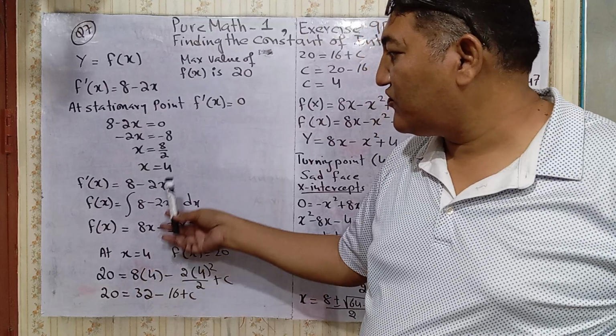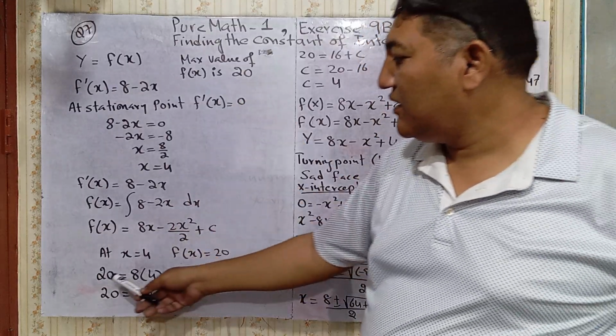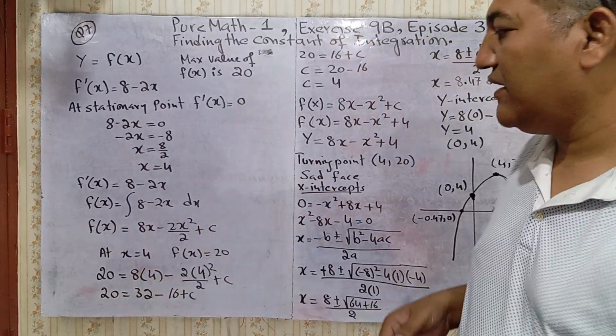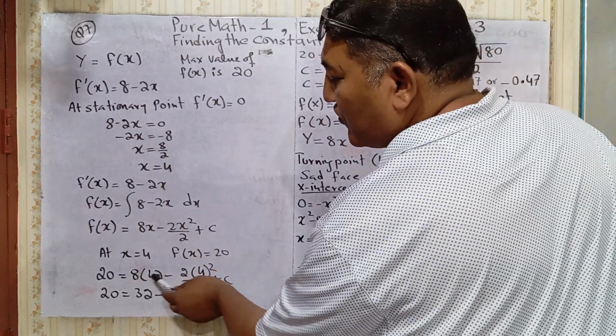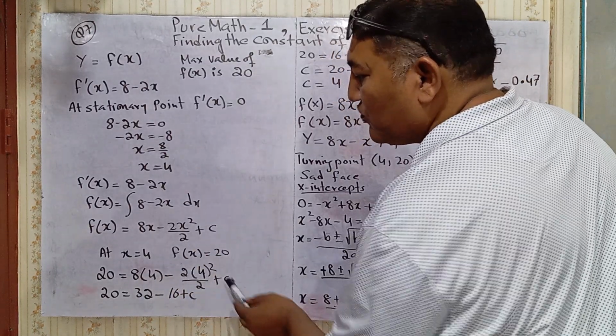That was given in the question. So this value I just found from here. The maximum value was given. So f of x is 20 when x equals 4: 8 into 4 minus 2 into 4 squared divided by 2 plus c.